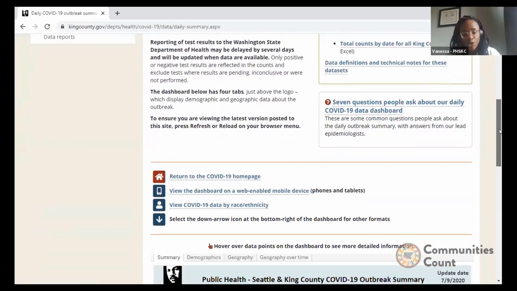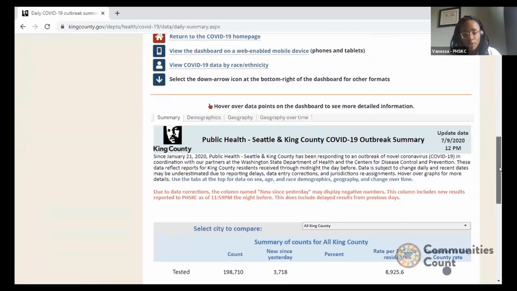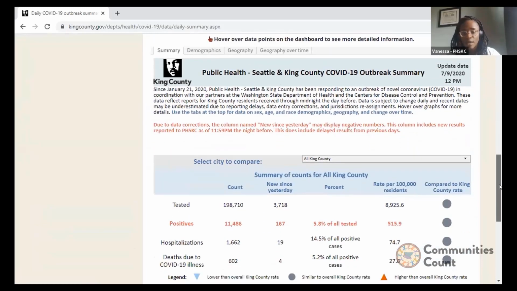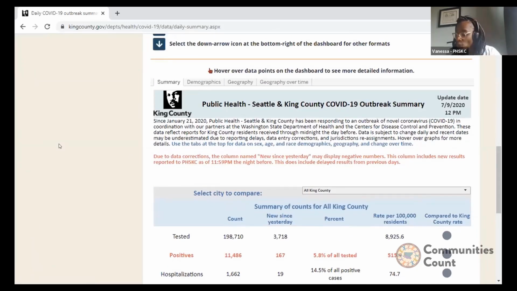So if we're looking at certain areas of county, I would scroll down. The first tab is going to be a general summary of what's going on in King County. So you have positivities, you have the amount of people being tested, you have hospitalization rates, and then you have death due to COVID-19-like illness. If we're looking for certain areas and regions, then you'd go to the geography tab right here.